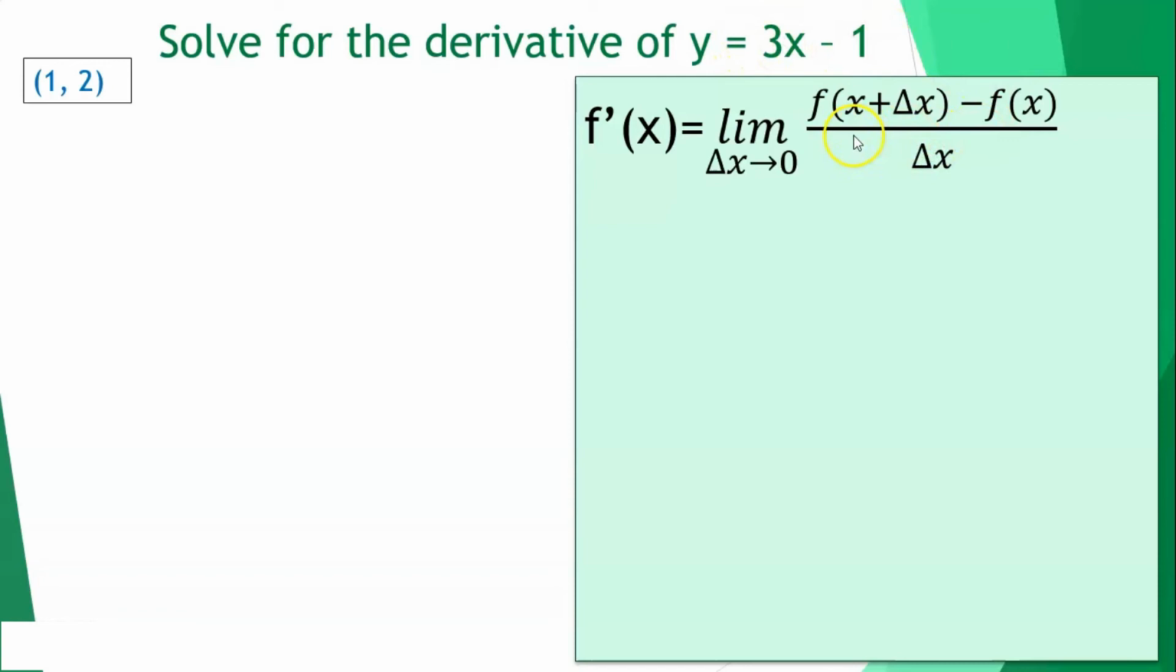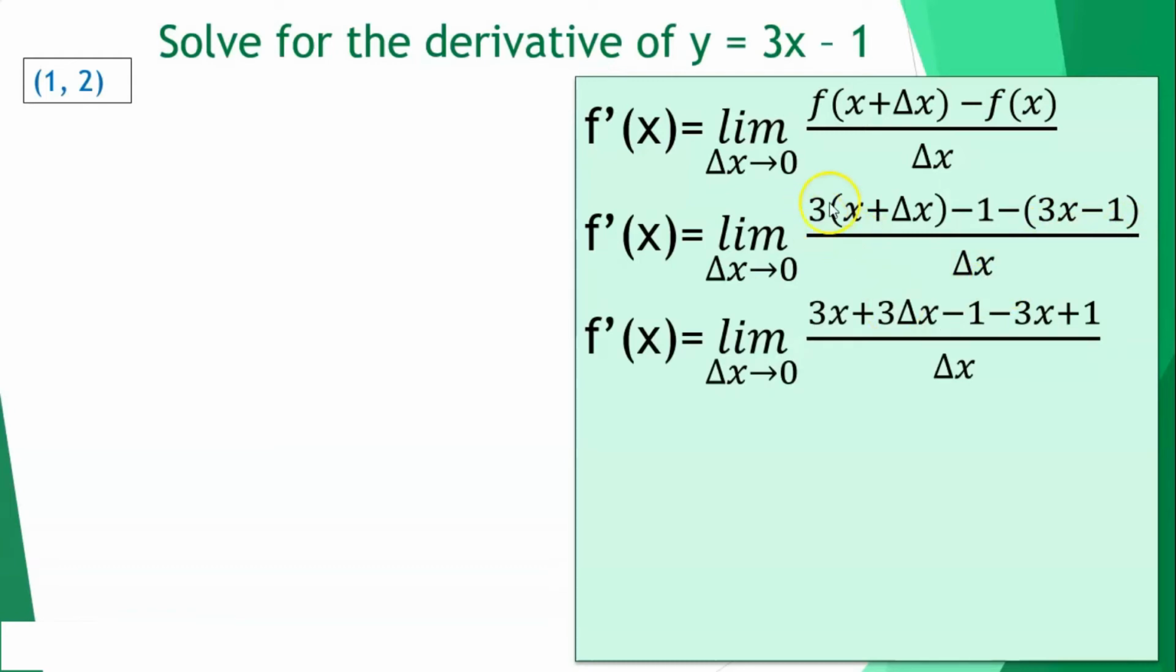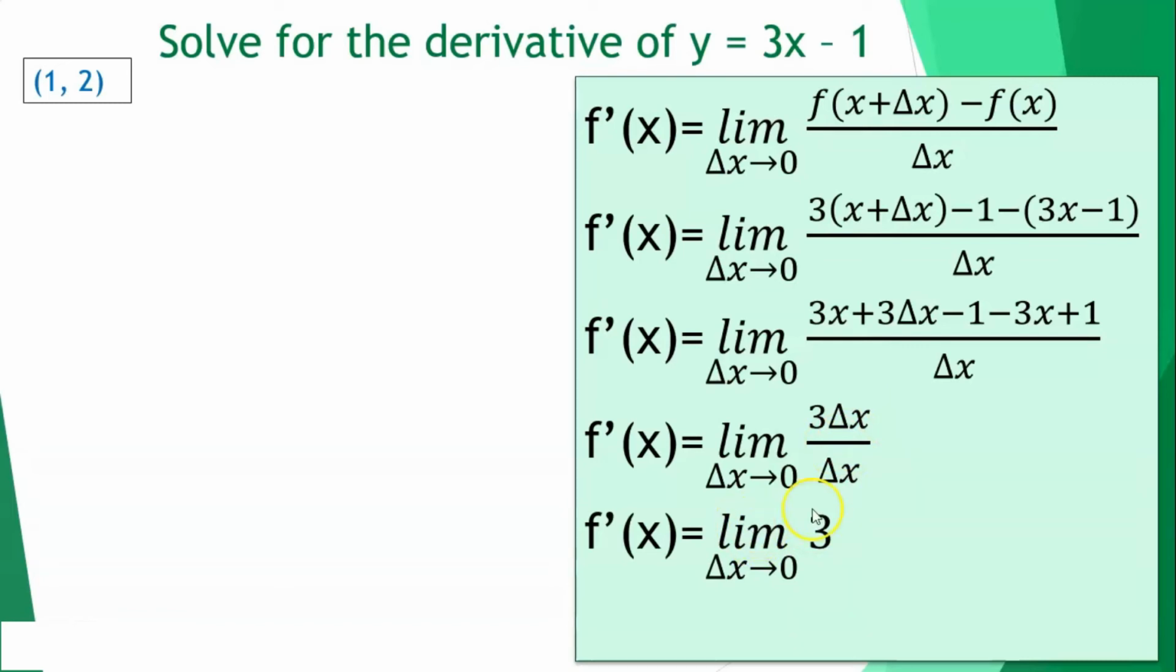Now, making use of the first equation, we have here 3. Our x will be replaced by x plus delta x, minus 1. Our f of x is 3x minus 1, over delta x. So substituting here, we can cancel. So we're left with 3 delta x. So with this, we can cancel. So we end up with the limit of 3 as delta x approaches 0. So take note, it's a constant. So our limit here is 3.